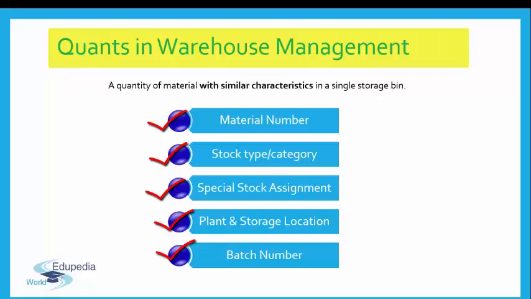So the system is not going to combine into a single quant materials that have different material numbers. The system is also not going to combine into a single quant materials that have different batch numbers. But where these characteristics are uniform, the system is able to combine those materials into a single quant. And when you're viewing your storage bin location, the system then tells you how many quants are available.